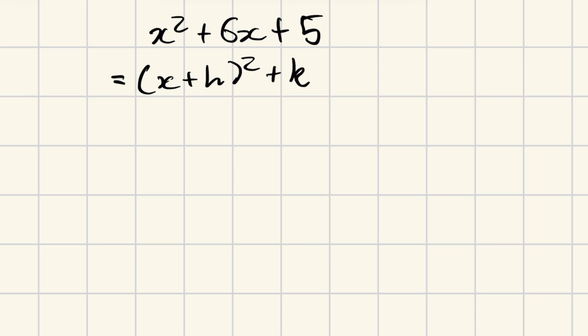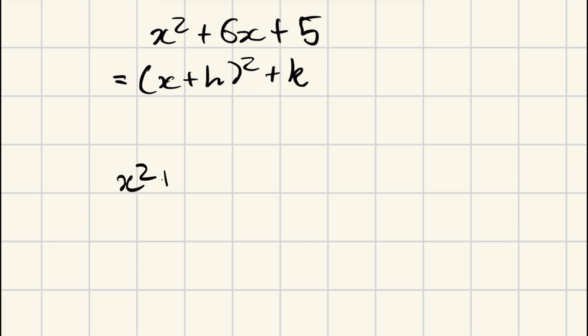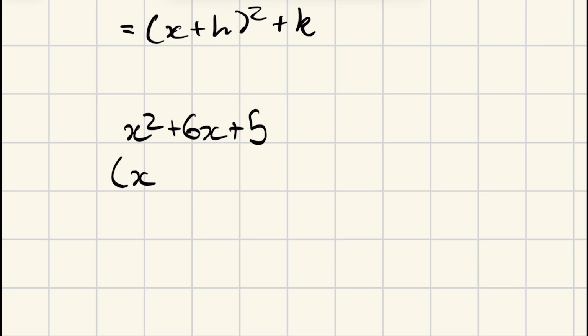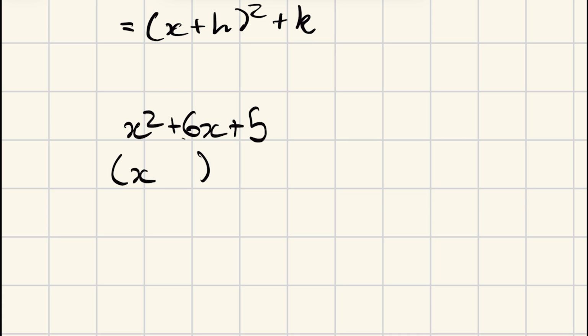So let's say I'll rewrite it down here. x squared plus 6x plus 5. I will always start by writing bracket x, and then we're going to have something in there, and then we're going to have a number elsewhere. This number in the middle is always going to be half of this number. So what's half of positive 6? It's positive 3.